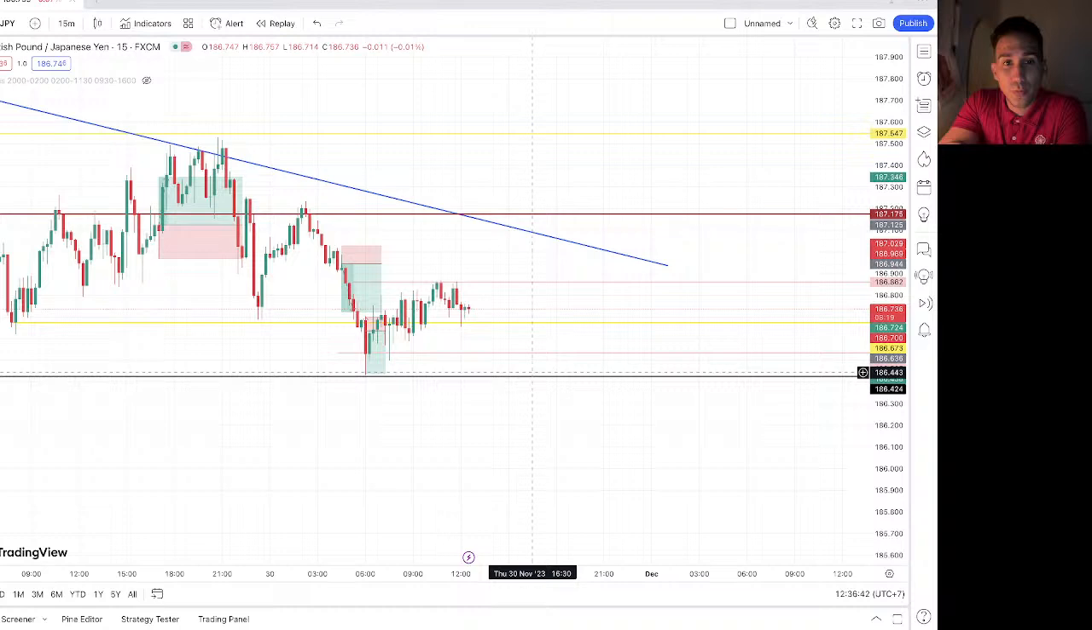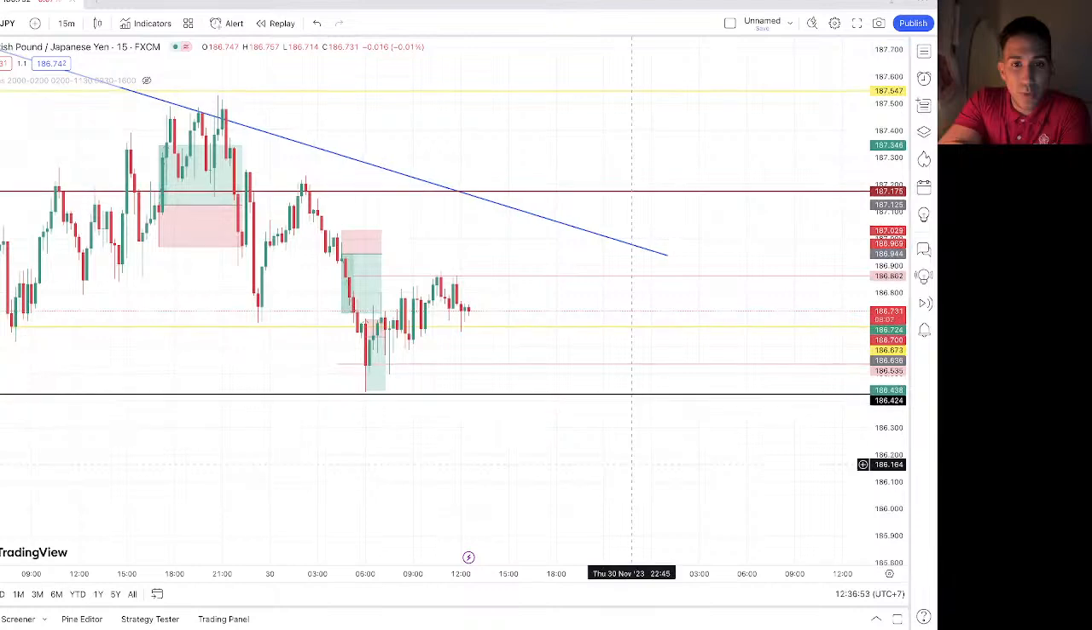So please don't rush, don't try to force a trade, and let's wait and see if we have a market entrance. Then we're going to take it. If not, then we have to wait for London to open. Let's see what happens.